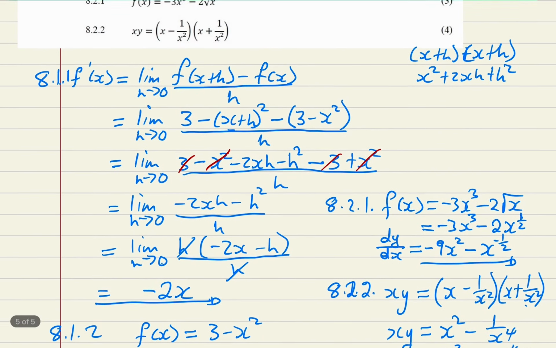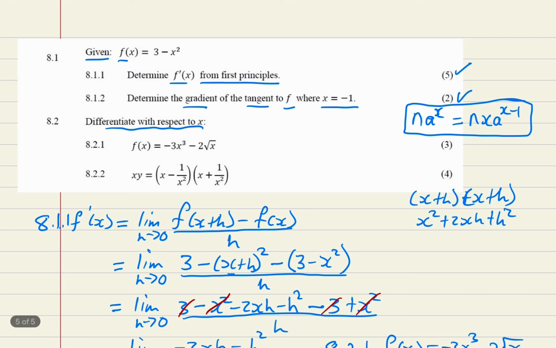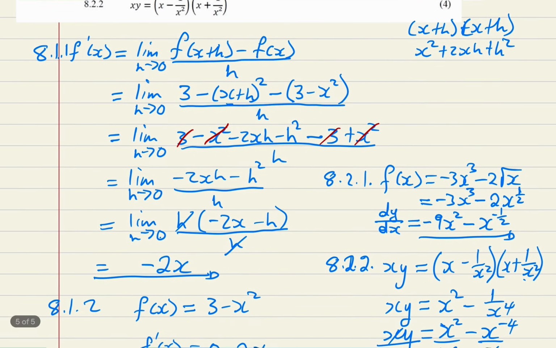Guys, this is how we solve such problems. And you can count the marks. This is your calculus problem, grade 12.